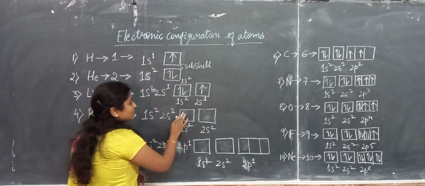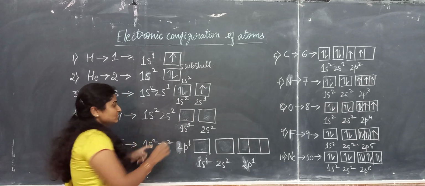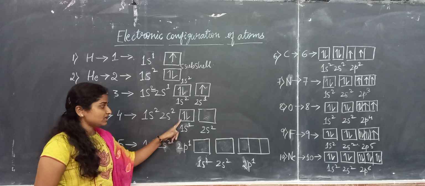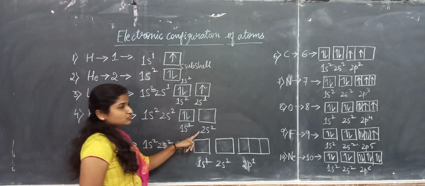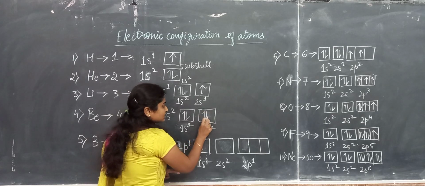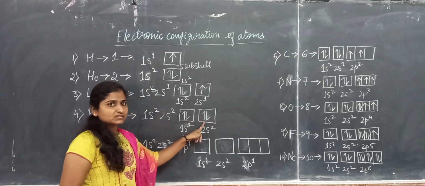So we can write the orbital diagram for this as 1s2, that is 2 electrons in the 1s atomic orbital with the opposite spin. Then 2s2, that is the 2s atomic orbital with 2 electrons, and both the electrons having opposite spin.